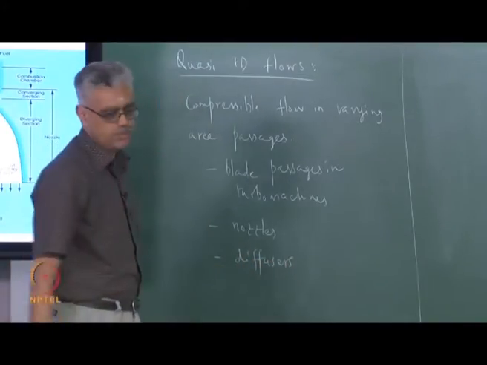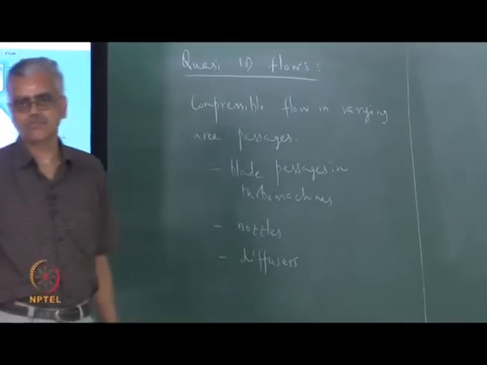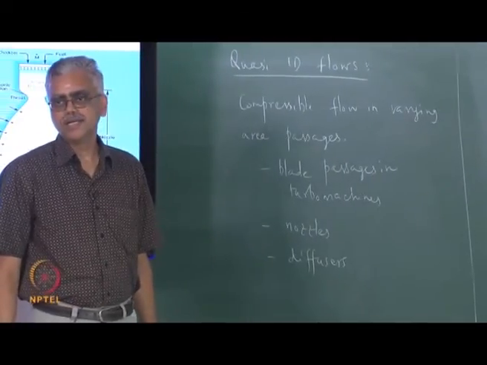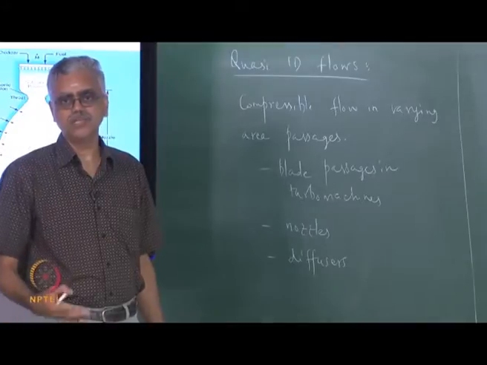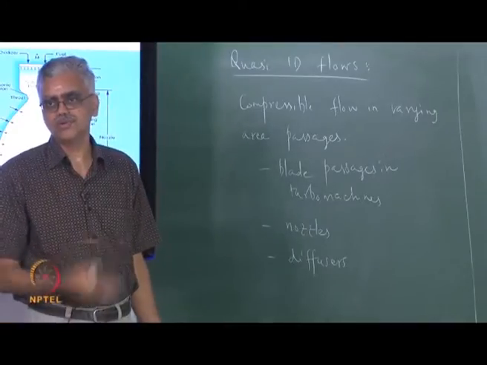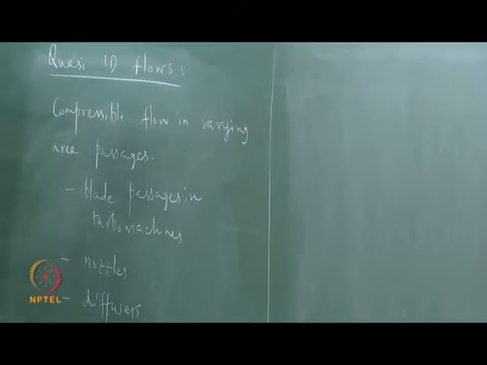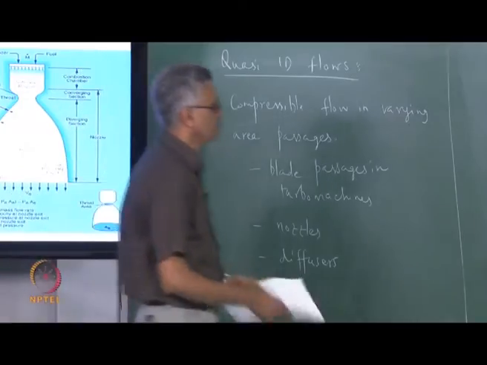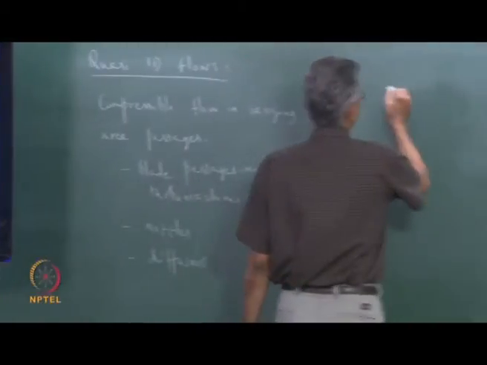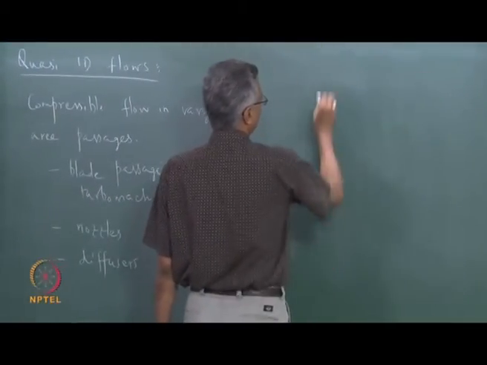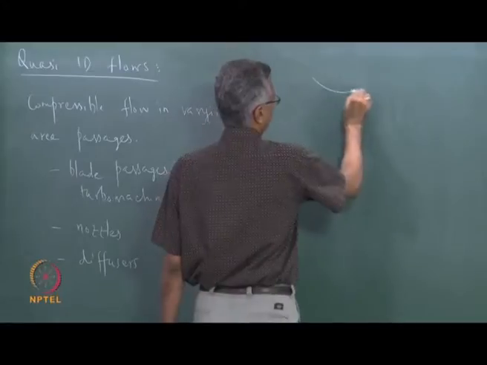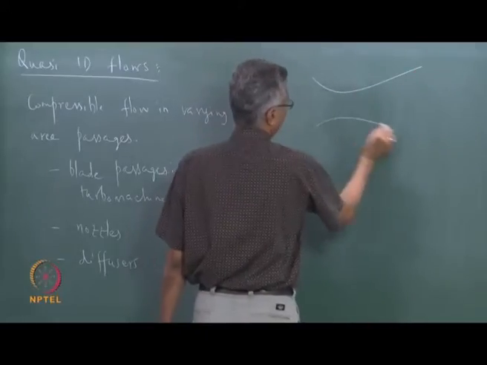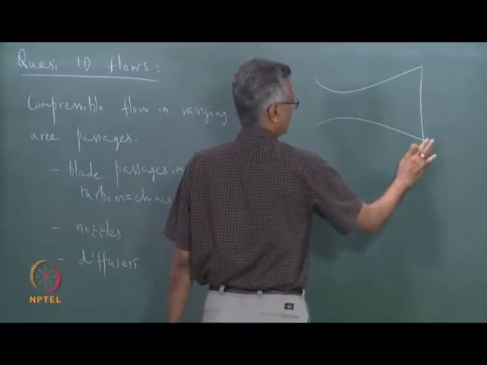So, this is an extremely important class of flow that we are going to look at, and it has very far reaching implications and applications. Both are very important in this particular class of flows. So, let us look at a very simple scenario where let us say that the passage, instead of being constant area, let us say that we have a situation where the area varies along the direction of flow.